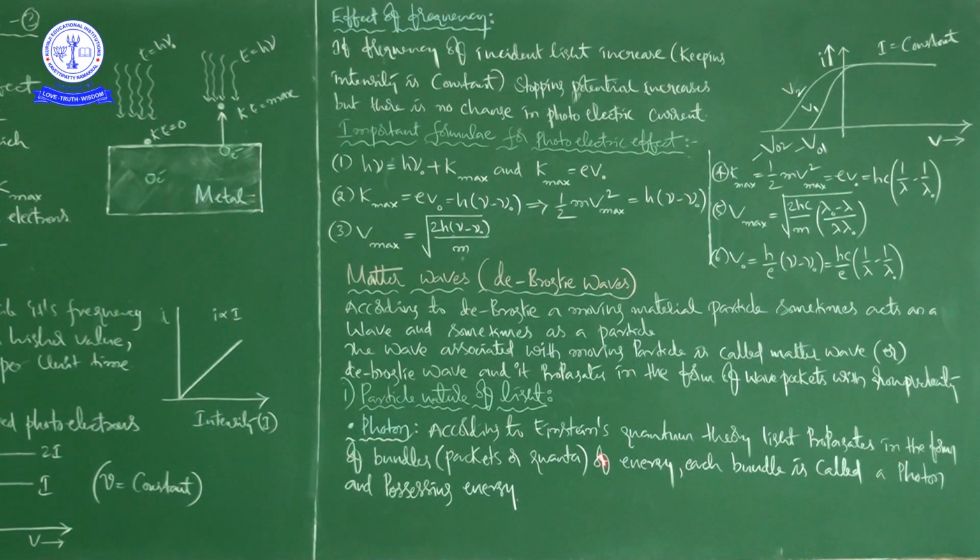So in this class we focused on Einstein's photoelectric equation, and we studied the effect of intensity and frequency of light, and we discussed some of the important formulas. At last we discussed what matter waves or de Broglie waves are, what the particle nature of light is, and what a photon is. We will continue in the next class. Thank you.